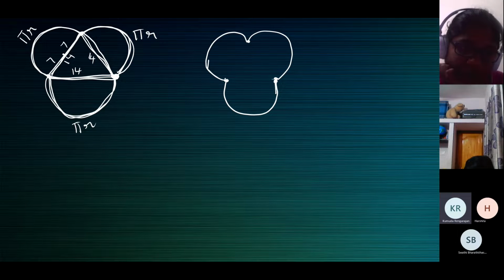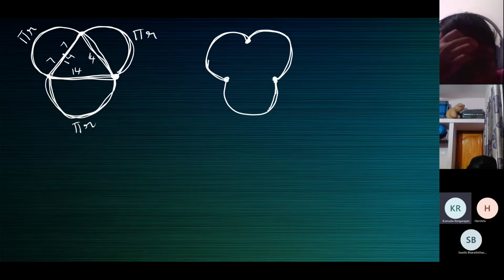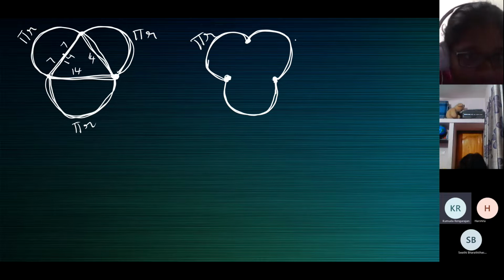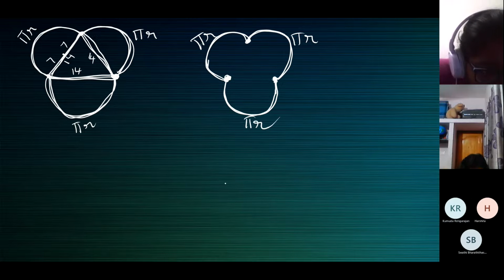You can start from anywhere. Supposing you start from here, you'll walk like this. This length is pi r. Then you'll come like this, another pi r. Then like this, another pi r, and you come back to the starting point. Pi r plus pi r plus pi r, where r is 7 centimeters.